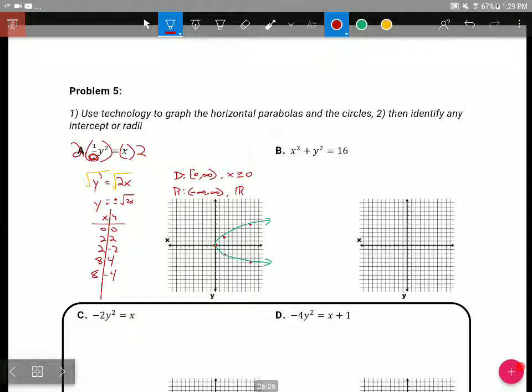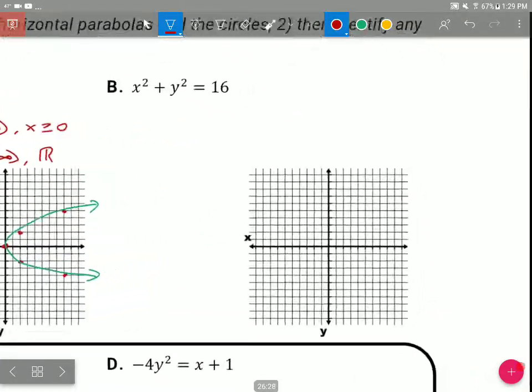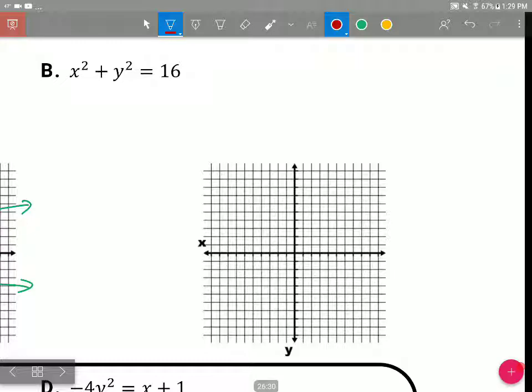Here we go. Letter B. Last one, and I'll call it quits. Letter B. Anybody actually know what kind of equation this is? What kind of graph this is? It's a dot graph. No, it's not a dot.